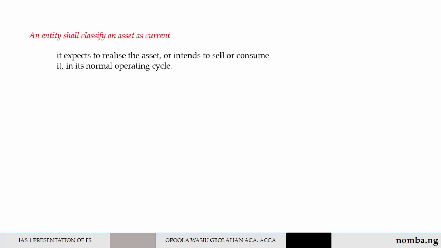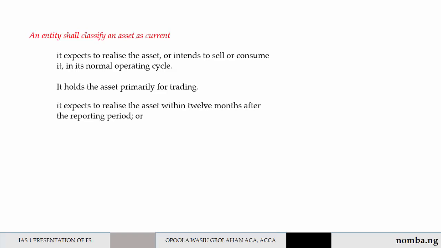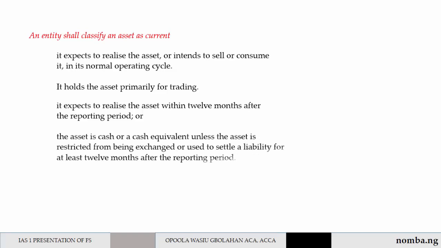An entity shall classify an asset as current when 1. It expects to realize the asset or intends to sell or consume it in its normal operating cycle. 2. It owns the asset primarily for the purpose of trading. 3. It expects to realize the asset within 12 months after the reporting period. 4. The asset is cash or cash equivalent, unless the asset is restricted from being exchanged or used to settle a liability for at least 12 months after the reporting period. Then it is not cash or cash equivalent, and it cannot qualify as a current asset. An entity shall classify all other assets as non-current assets.